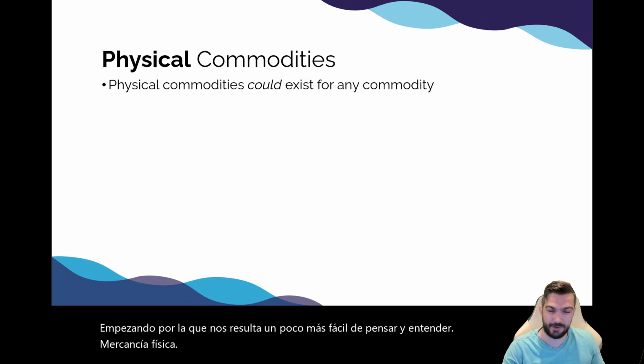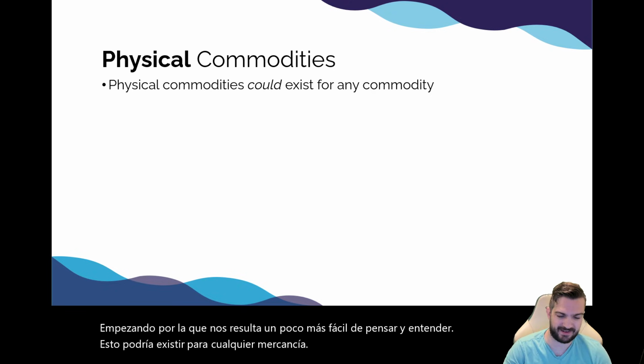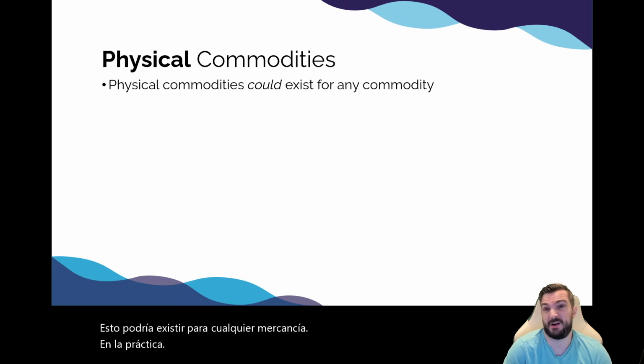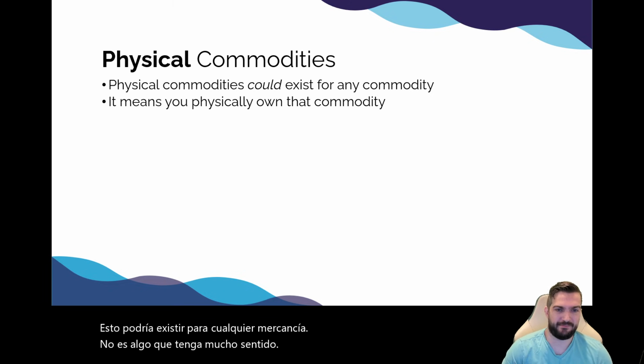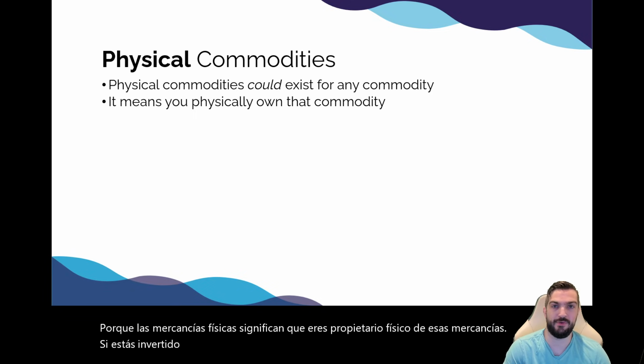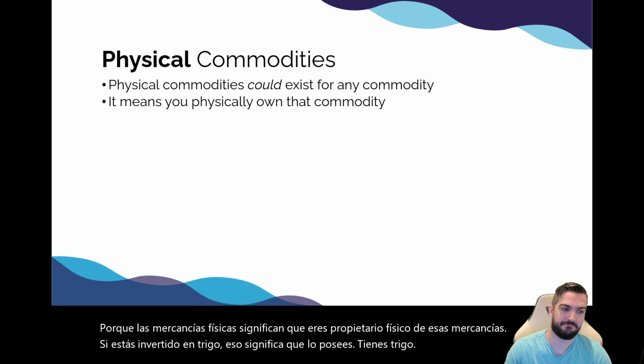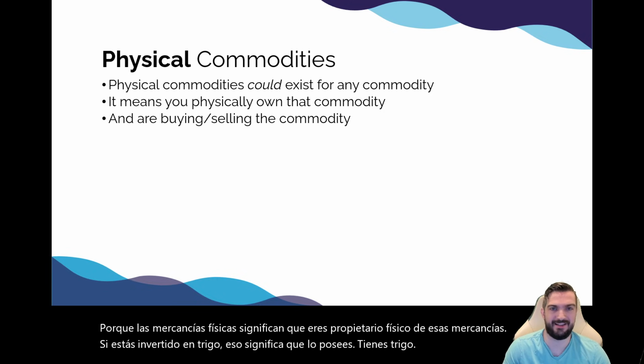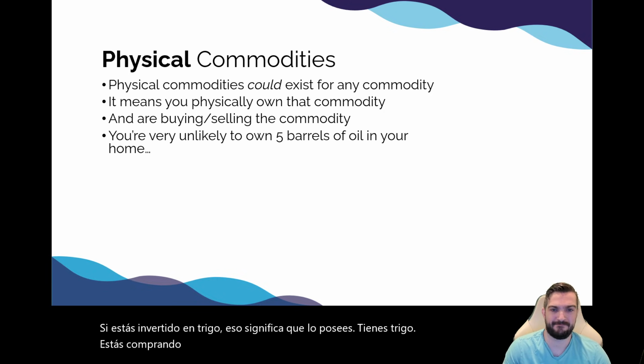This could exist for any commodity. In practice, not really something that makes sense. Because physical commodities means that you physically own that commodity. If you're invested in wheat, that means that you own wheat. You have wheat. You are buying and selling that commodity.